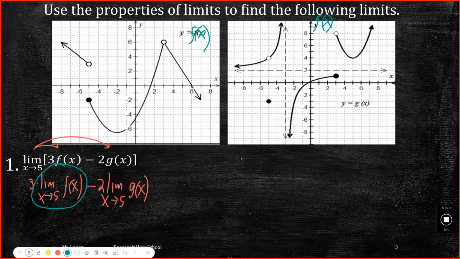Which side? Are you saying negative 2? Brian, help her out. What's the limit as x approaches 5 of f of x? 3.